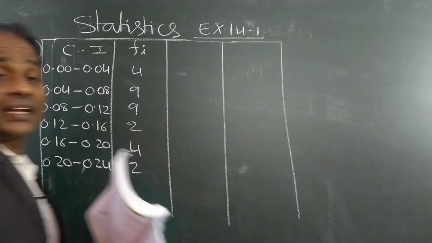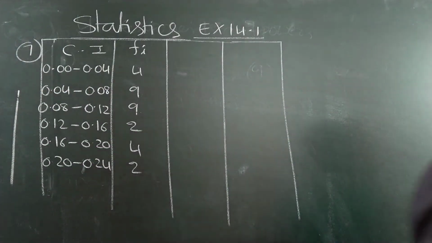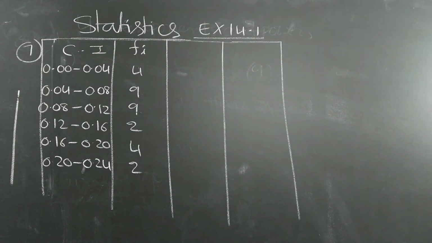4, 9, 2, 4, 2. This is the table. Find the mean. All of you now do it, students. Fill the next two columns and do it.